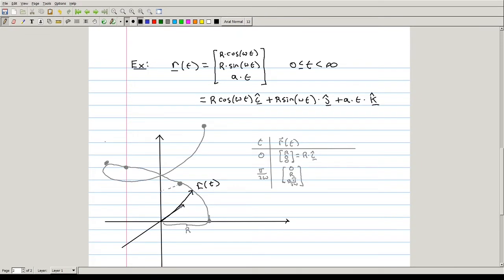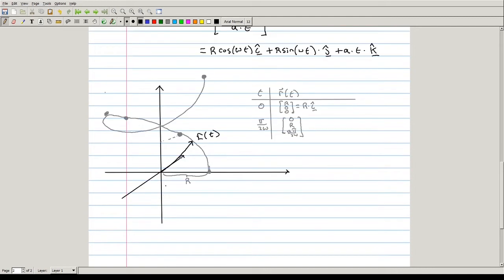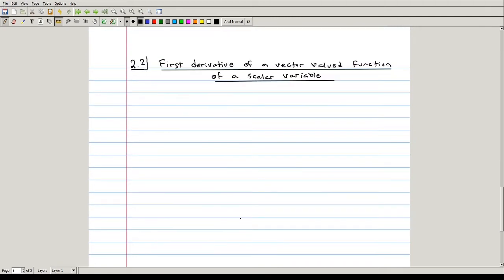So this is our first main example. And this is an example that we'll stick with for a while, especially as we move into the next topic, which is the first derivative of this vector valued function. And this first derivative of a vector valued function is also known as the velocity vector of the parametric curve.